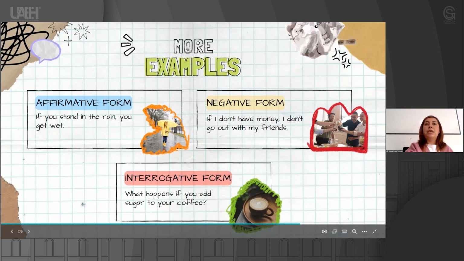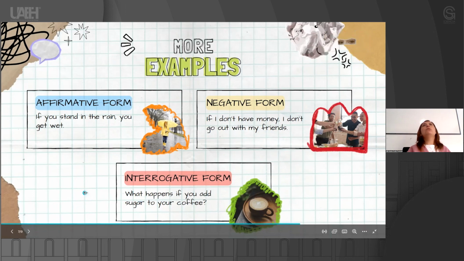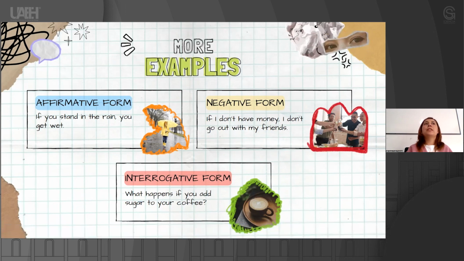What happens if you add sugar to your coffee? When we have the interrogative form, most of the times the sentence would be incomplete. We are missing the result. So what happens if you add sugar to your coffee? If we answer this question, the answer would say, if I add sugar to my coffee, it is sweet, no? Or it tastes better, or I don't know, something like that. But we have the result for this question.